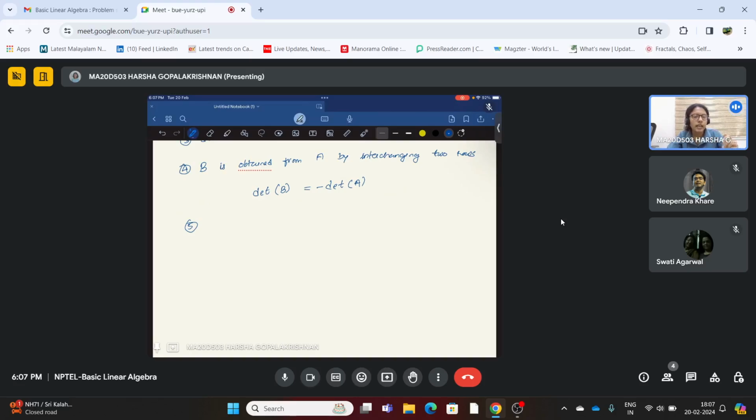And if two rows are linearly dependent, what we can say about the determinant of that matrix? If two rows are linearly dependent, means one can be written in terms of other, like as a constant multiple or linear combination. Zero. Yeah, two rows are linearly dependent, then determinant of A equal to 0.